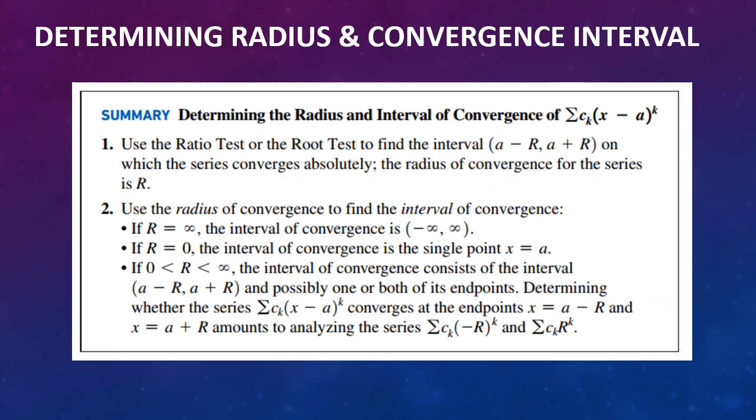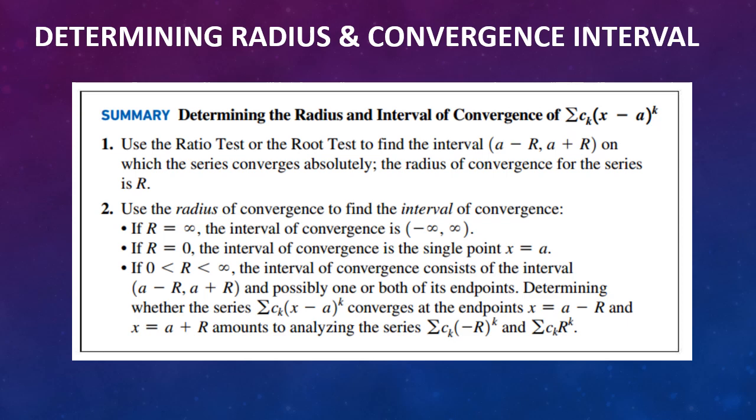So your text has nice step-by-step instructions for how to determine the radius and interval of convergence, like we just did in examples 1 and 2. Step 1: use the ratio test or the root test to find the interval (a minus r, a plus r) on which the series converges absolutely. The radius of convergence for the series is r. Use the radius of convergence to find the interval of convergence.